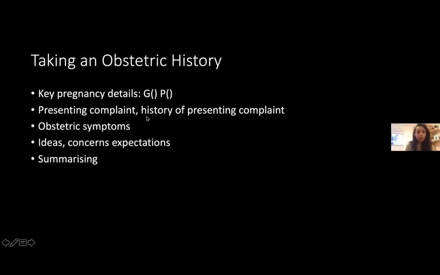So, talking about an obstetric history. First of all, we need to know about some key pregnancy details. We need to know how many times this person has been pregnant and how many children they've actually had, because sometimes that can not really be the same number. Some people might be pregnant more times than they've actually delivered a baby.